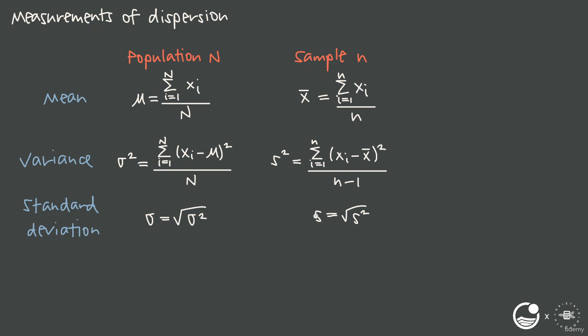And then same thing over here for sample standard deviation. We indicate that with s, which of course is just the square root of s squared, and we know that s squared is sample variance.